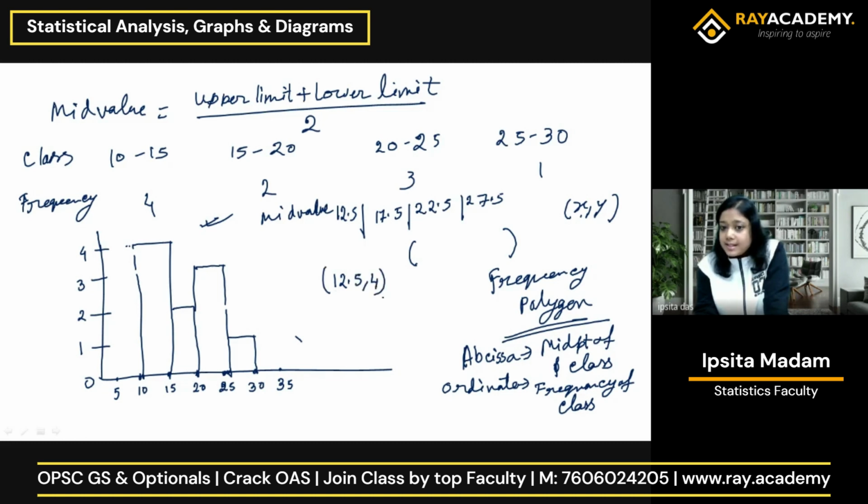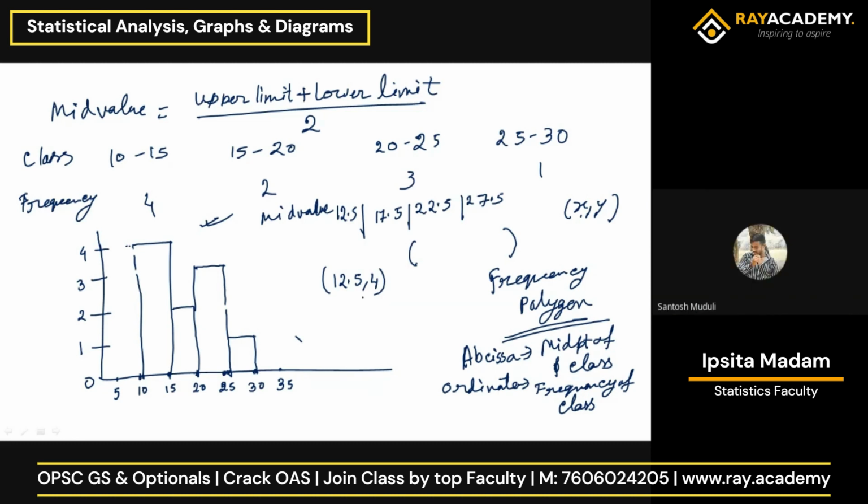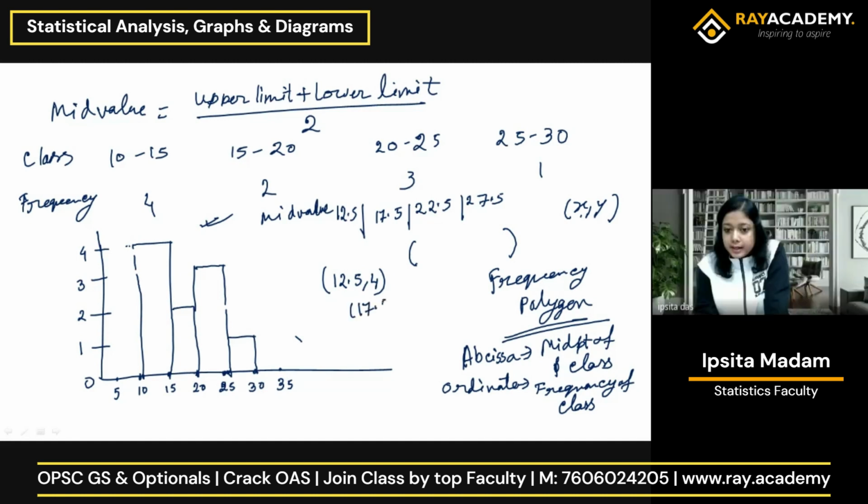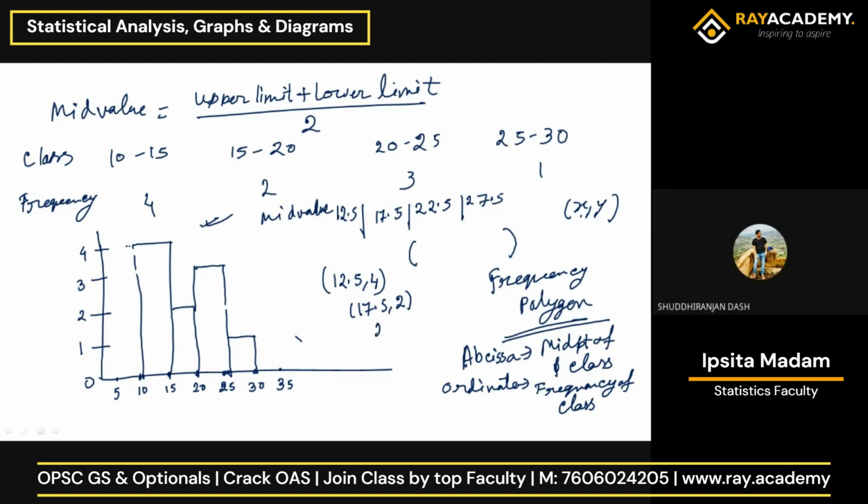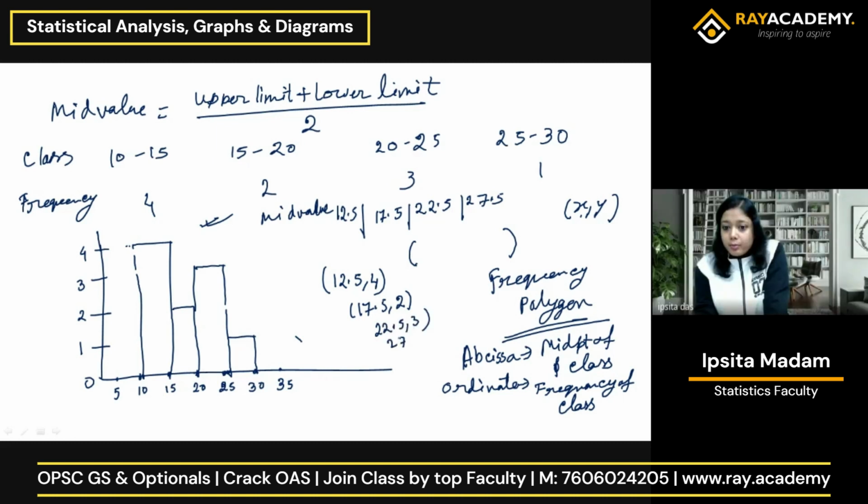Tell me what is the second? 17.5, 2. All of you clear about it? Yes. For the third point? 22.5, 3. And the last for the 27.5, 1. Okay. So suppose 10 to 15. Here is the point. This is the point. This is the point.